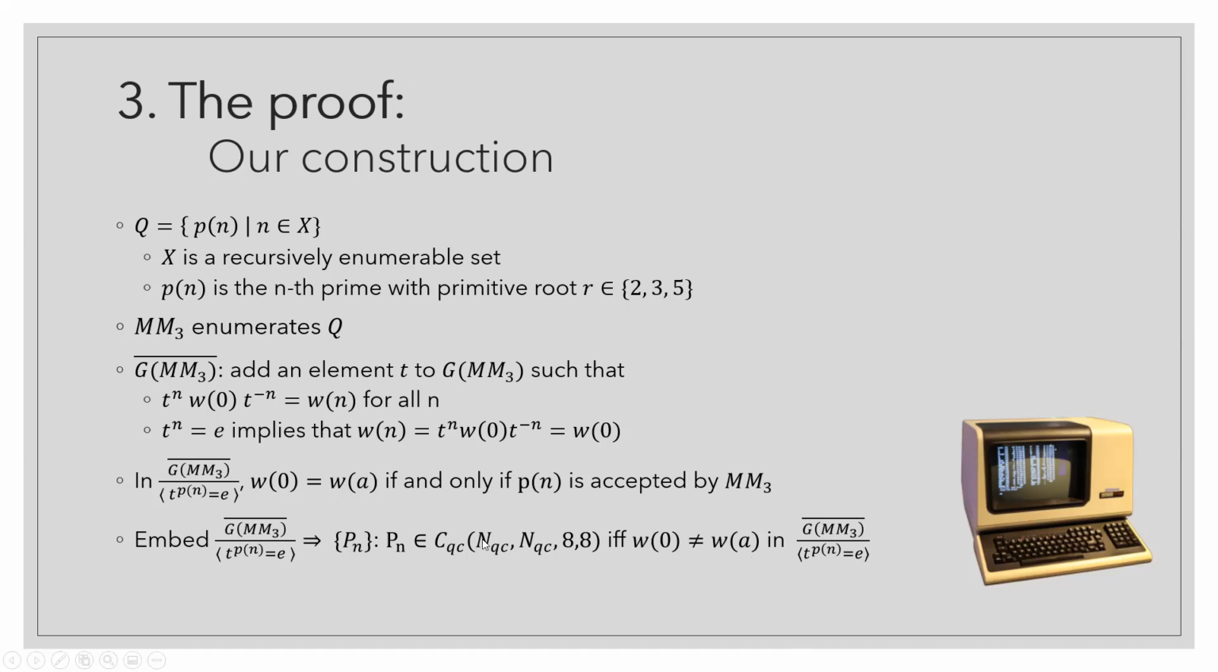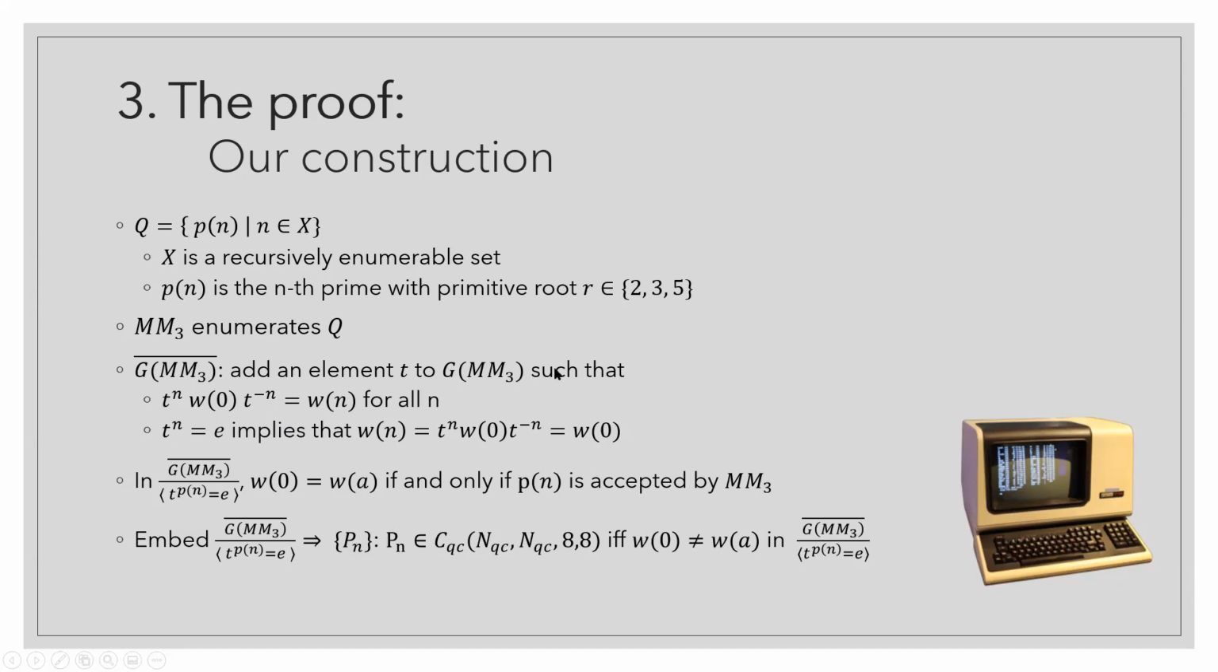The reason that the constant N_qc is independent of small n is that, roughly, the correlation has two parts. The first part checks if the correlation satisfies all the relations from the extension group. Since the presentation of this group is fixed, the size of the first part is fixed. The second part checks this relation, and P of n changes, but the size of this part only depends on the primitive root R, which is also fixed. So the size of the correlation is fixed. And this is how we prove the undecidability result for the C_qc case.